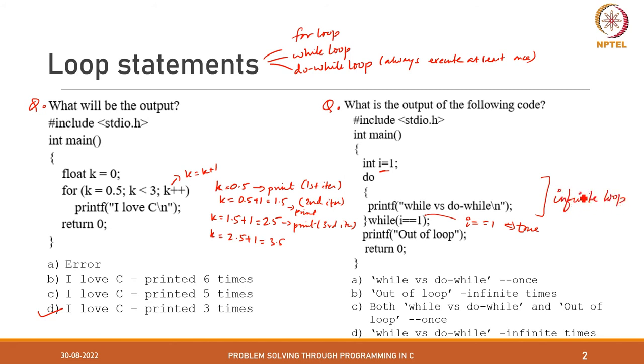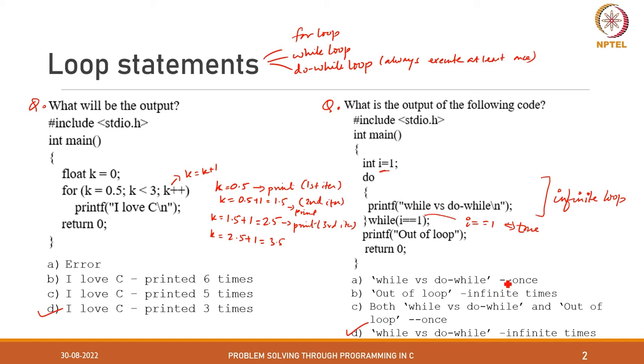Okay, so it will keep printing this particular statement, that is while versus do while, for infinite time. So it will not exit at all. It will not reach this printf out of loop statement itself. It will be infinitely looping in this particular section. Okay, so the answer here will be option D. That is, you'll get while versus do while infinite times. Okay, I hope that is clear.